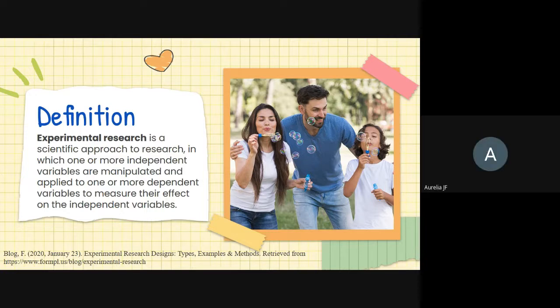Okay, first of all, let's understand the definition of experimental research design. Experimental research design is a scientific approach to research in which one or more independent variables are manipulated and applied to one or more dependent variables to measure their effect on the independent variables. Or the simple one, experimental research is research which has the purpose to find the cause-effect relationship among variables in a controlled condition.